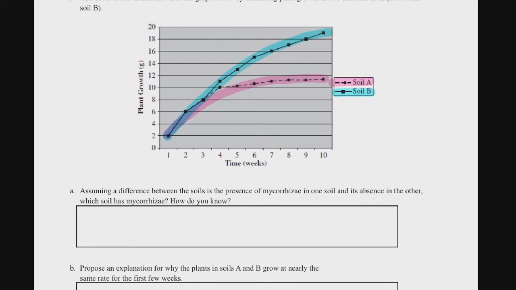From looking at this graph, we see that growth for soil B is much better than soil A. And so we can assume that this is due to the presence of fungi that helps the plants obtain nutrition. And so we would say soil B. Fungi helps with nutrient uptake and growth.